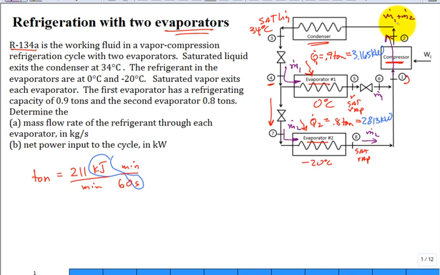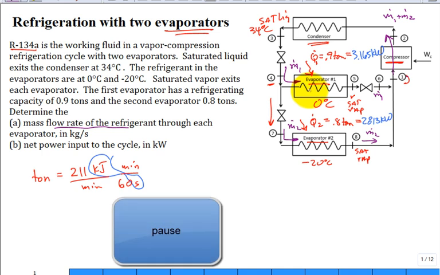All right, now you're asked to calculate these mass flow rates, m dot 1 and m dot 2. How are you going to calculate m dot 1? What's the strategy? I want one equation. You're not going to know some of the unknowns in that equation, but that equation will allow you to calculate m dot 1. Write the equation down.